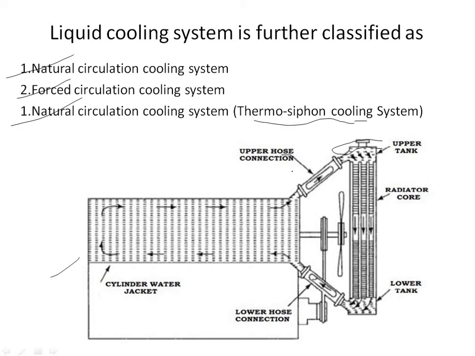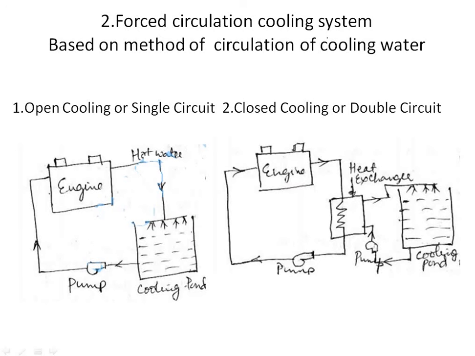Next we will be discussing the forced circulation system. In the forced circulation cooling system, based on the methods of circulation of cooling water, we have open cooling or single circuit, and closed cooling or double circuit. First of all we will discuss open cooling or single circuit.